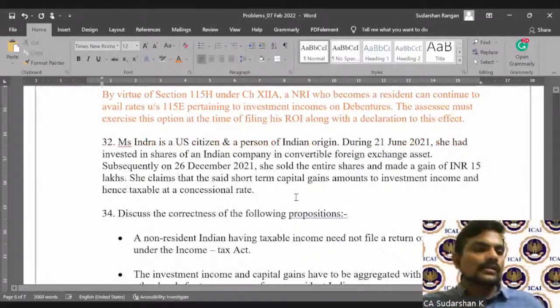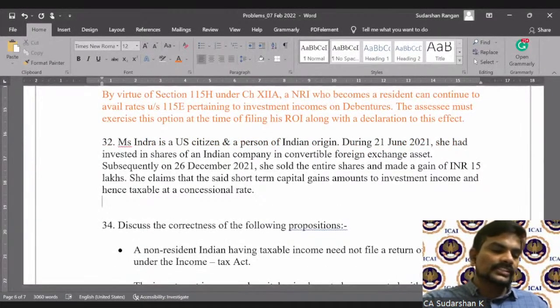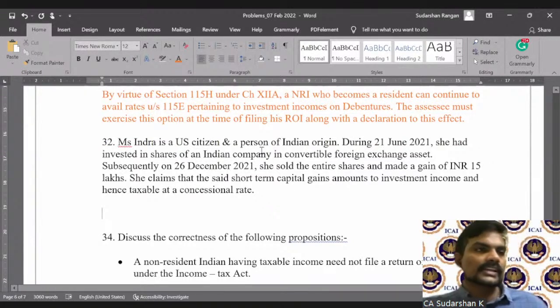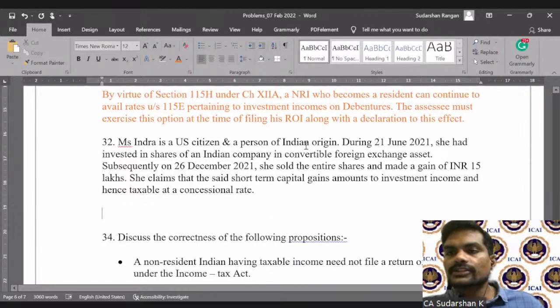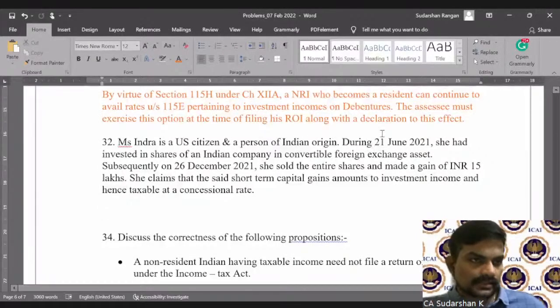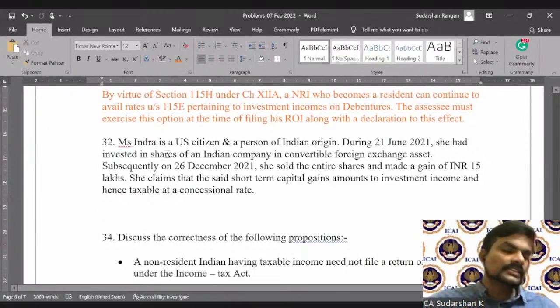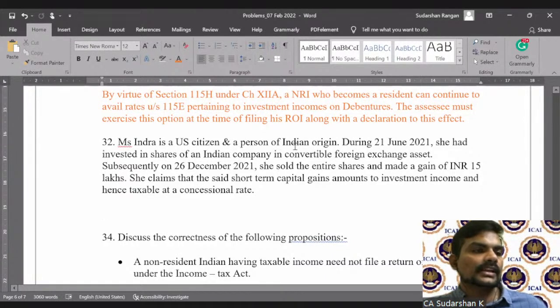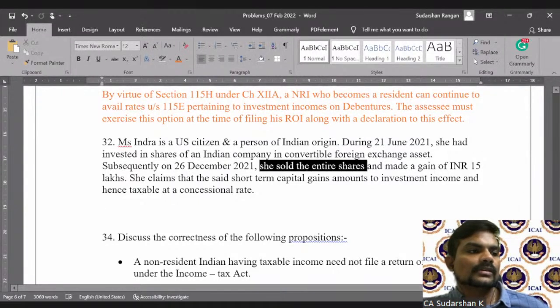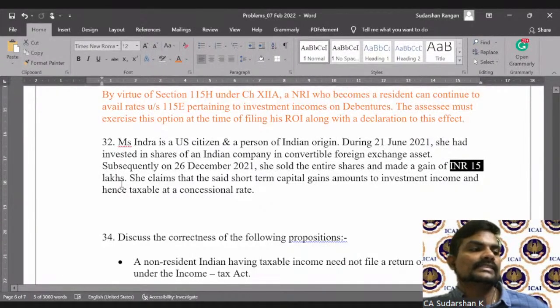Now, moving on to the next question, question number 32, pertaining to chapter 12A. Ms. Indra is a US citizen and a person of Indian origin. On 21 June 2021, she invested in shares of an Indian company in convertible foreign exchange. So looks like she'll be eligible, because shares, convertible foreign exchange. She's an NRI. Subsequently, on 26 December 2021, she sold the entire shares and made a gain of INR 15 lakhs.